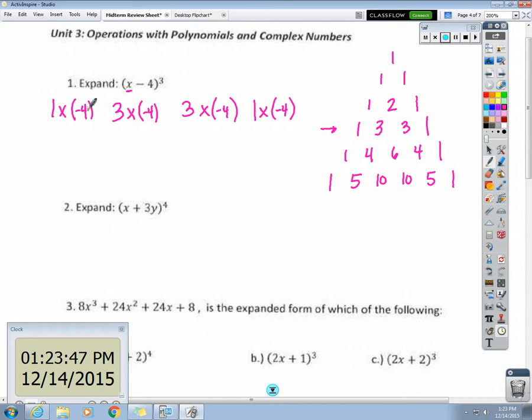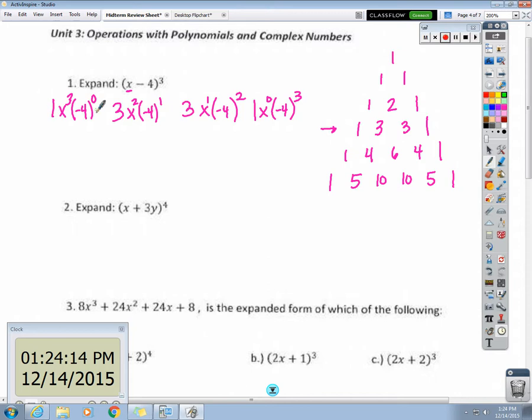Okay, now, x is raised to the what power? The third. The first term starts out to the third power, and then from there it decreases. And so the negative 4 would do the opposite. It starts out to the 0 power, and it increases. Okay, y'all remembering that now? Okay, from here, we're just going to simplify.